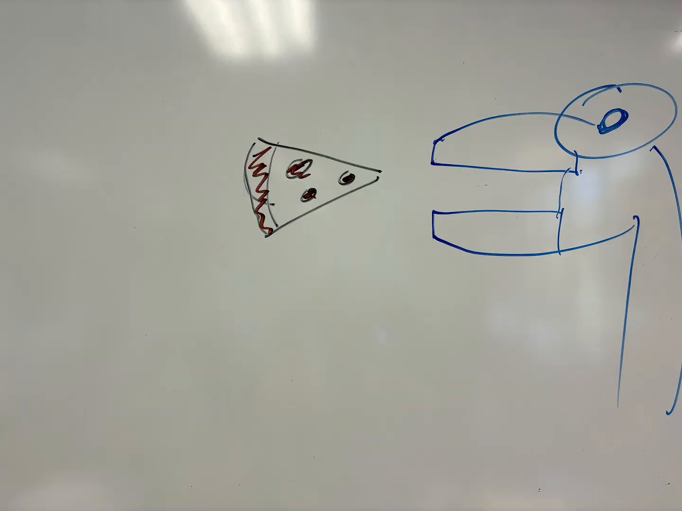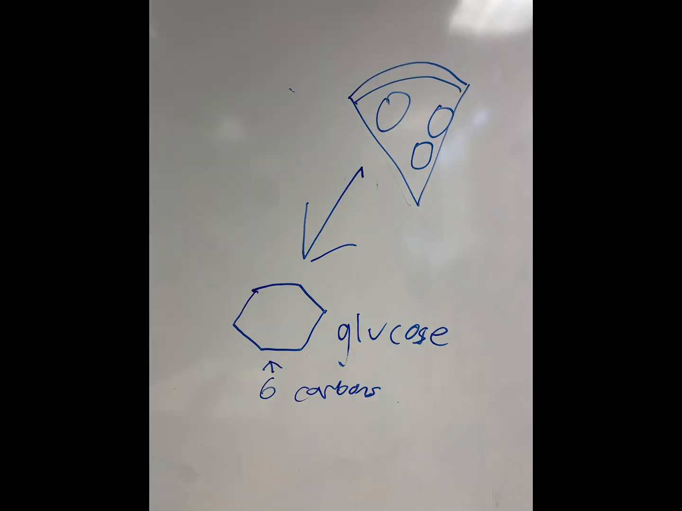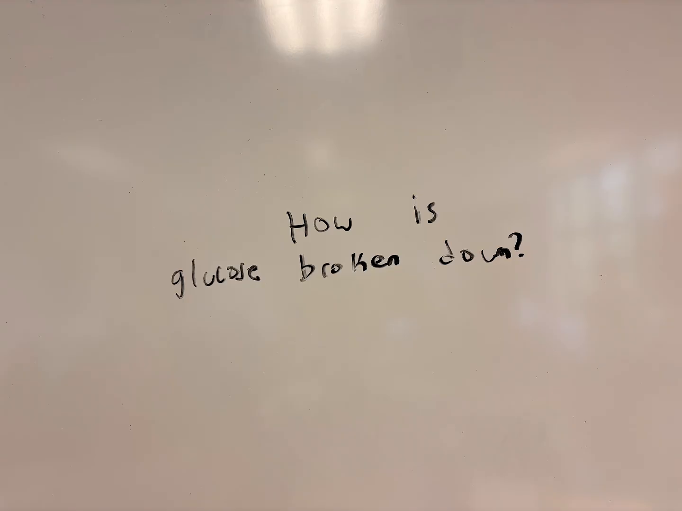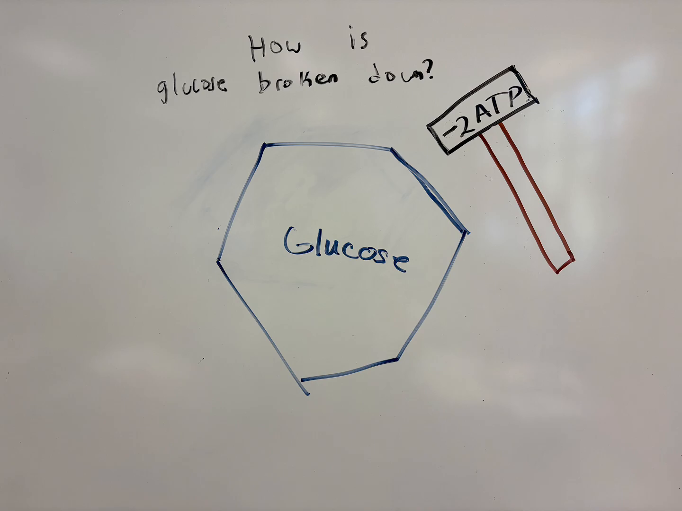So here we have Gilbert the Brontosaurus as he's eating a pizza, and the pizza gets turned into glucose. The question is, how is glucose broken down, and how much ATP is created?